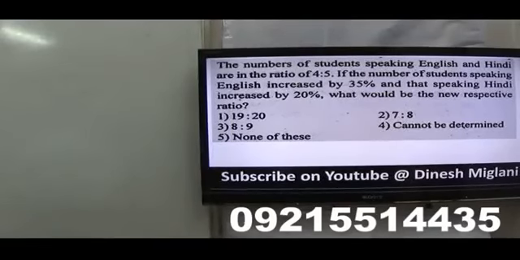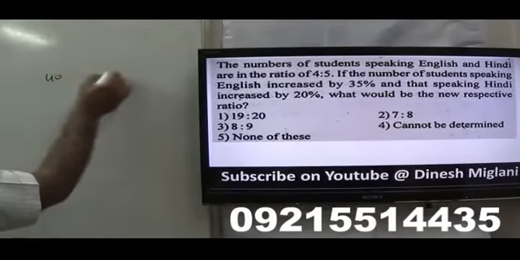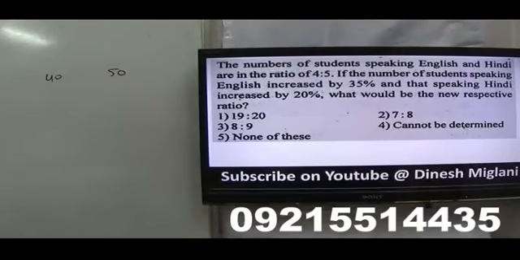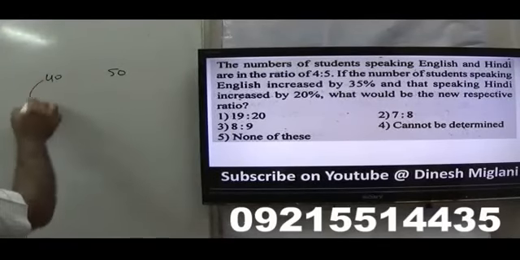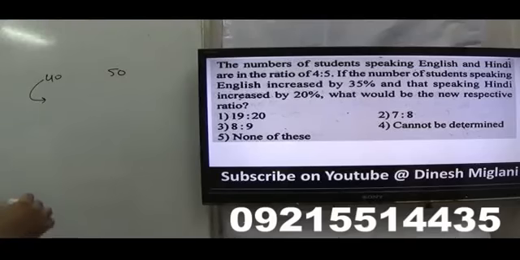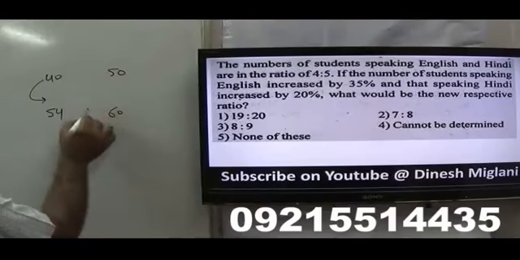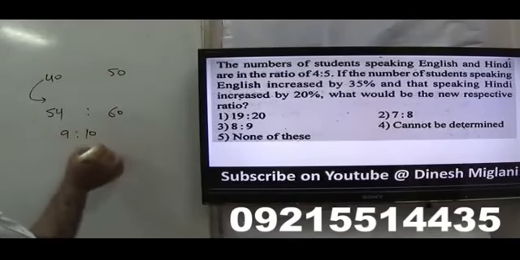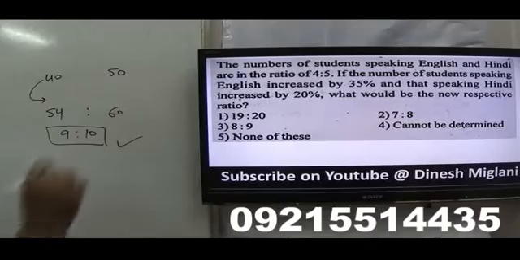Very simple problem. Let us say students are 40 and 50. Number of students speaking English increased by 35%. So we can say 35% of 40 is equal to 14. So I may say that becomes 54. Right? And Hindi 20%, that would be 60. So my answer is said to be 9 ratio 10. Right, so here I can say answer is said to be 5.